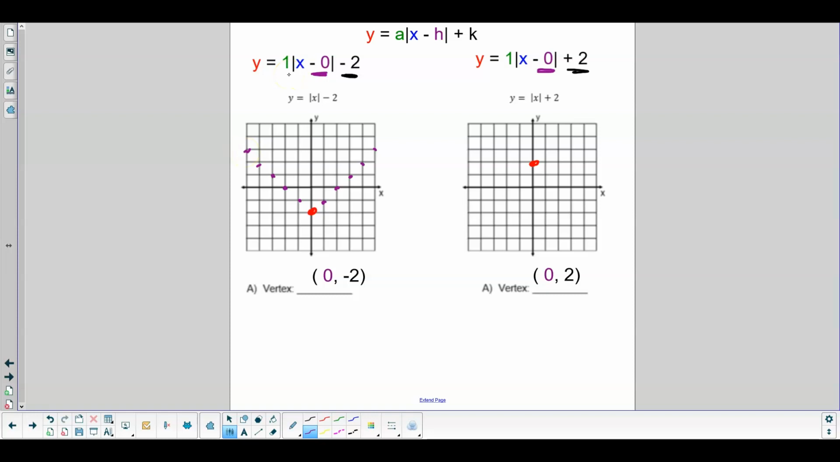Same thing on here. And same thing here. Left 1, up 1. Left 1, up 1. So graphing these is actually pretty easy to do as long as you know where the vertices are.